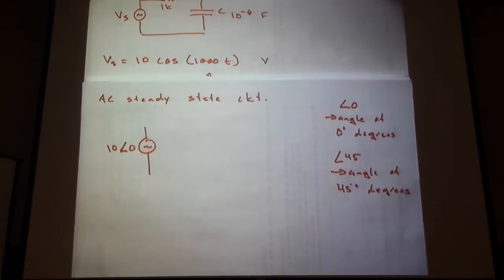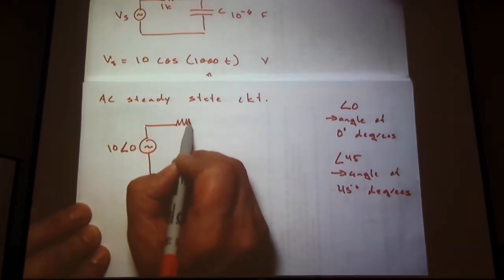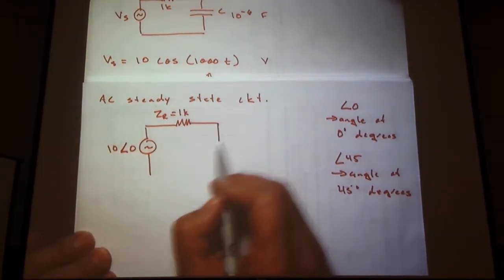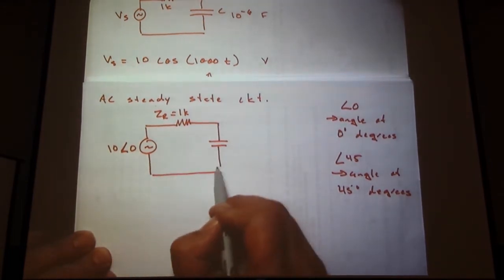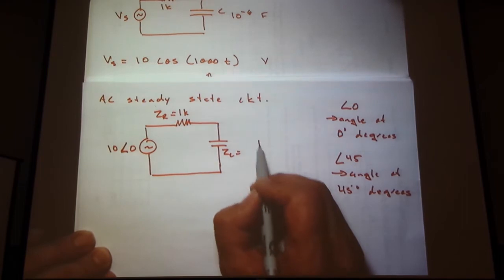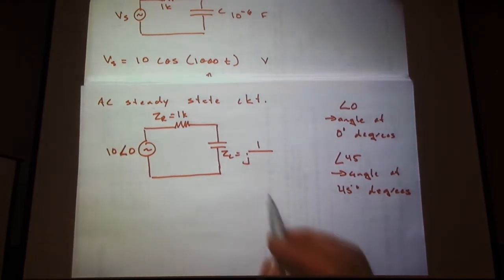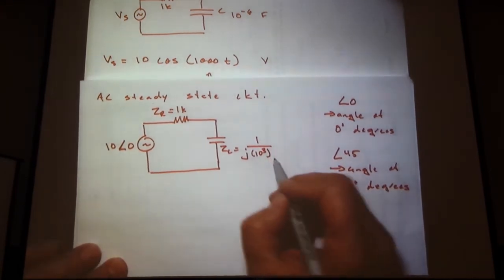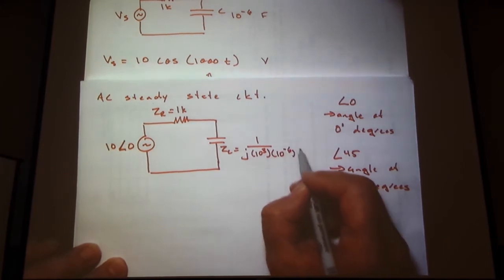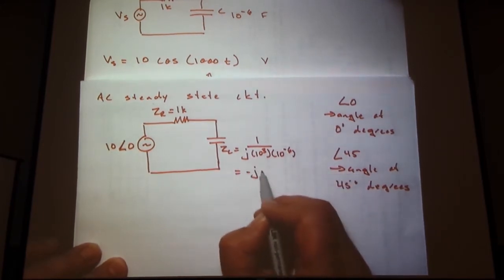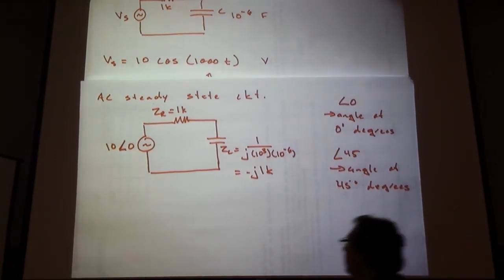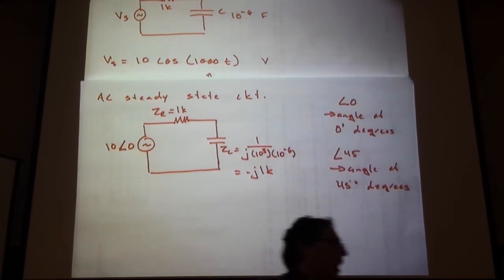Or, if you prefer, pi over 4. And right now our resistor is still 1K, ZR equals 1K. And in this case, ZC now equals 1 over, I put J in the bottom again, omega. Well, omega is 10 to the 3. And our capacitor was 10 to the minus 6. And so this winds up being minus J 1K. You can verify that if you're so inclined. And so there's our new way of expressing things.